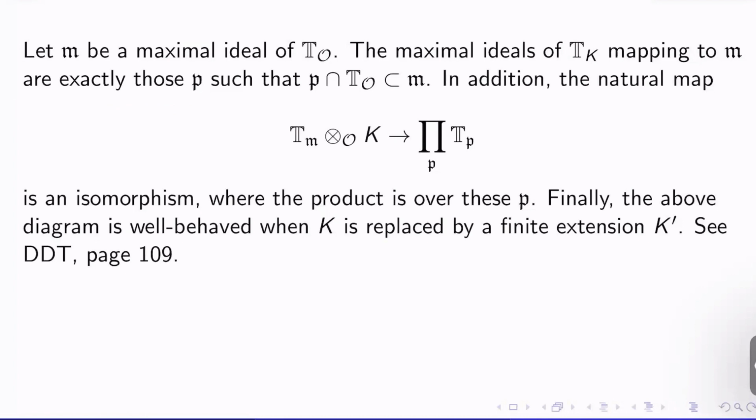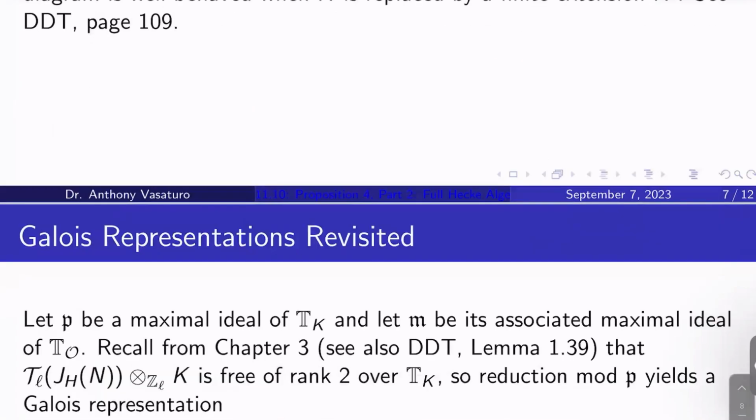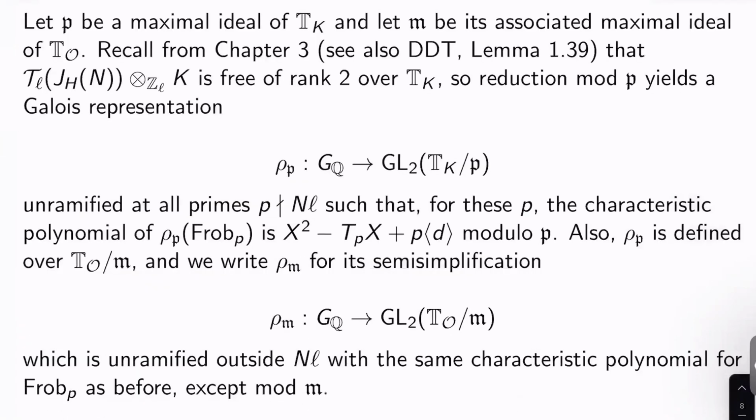Finally, the above diagram on the last slide is well behaved when K is replaced by a finite extension K prime. I'll either let you think about what that means, or I'll send you to DDT page 109 for the details. Okay. So let's revisit Galois representations now.